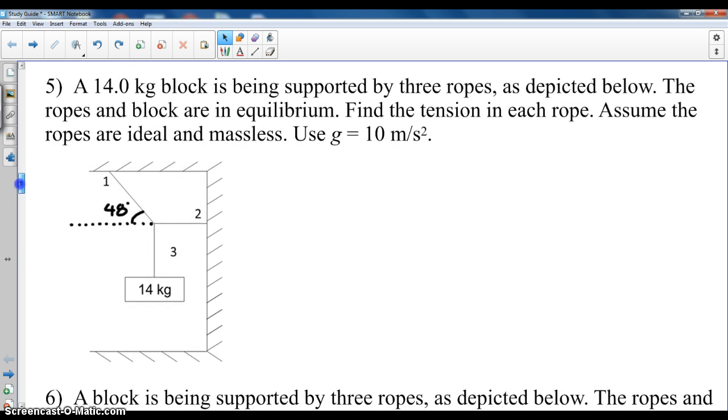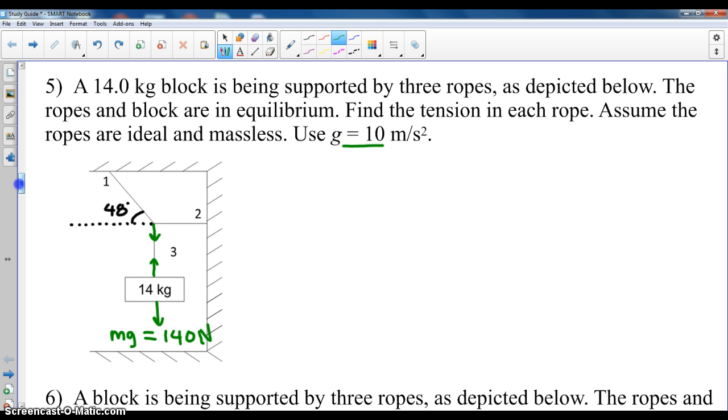Next problem. A 14 kilogram block is being supported by three ropes depicted below. The ropes and the block are in equilibrium. Find the tension in each rope. The ropes are ideal and massless. Alright, so first start at the block. Gravity pulls it down with mg. M is 14, g is 10. 14 times 10 is 140 newtons because it's force.